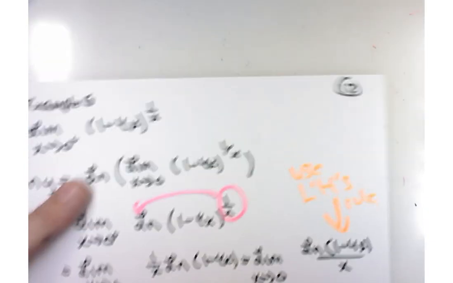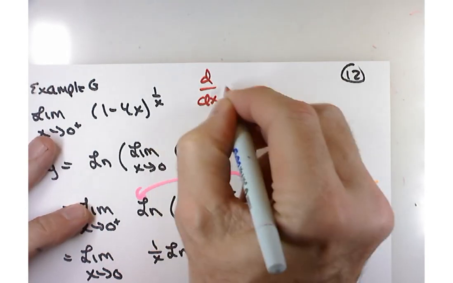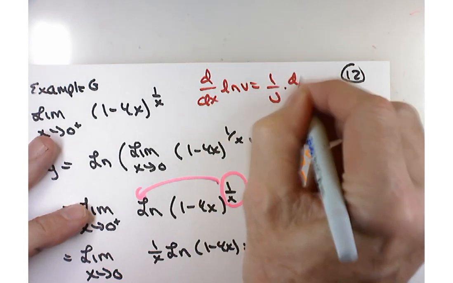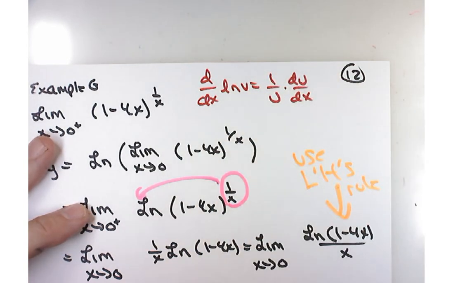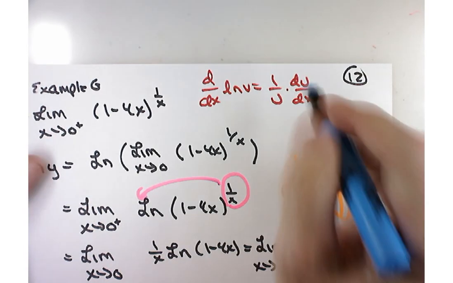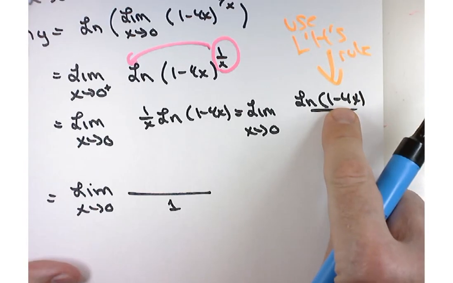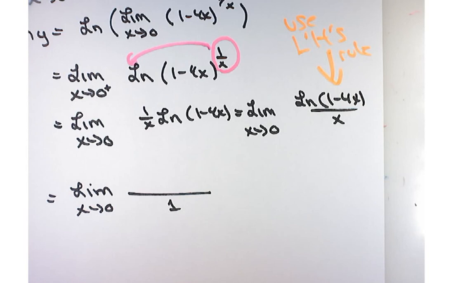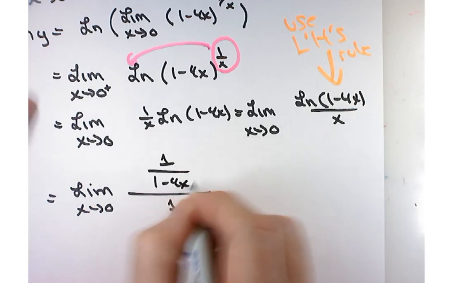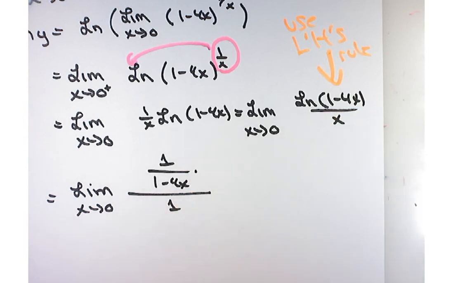So let me remind you here real quick, d by dx of the ln of u is 1 over u times the derivative of u. So that's the little gem that we need to keep in mind as we do this. So it's going to be 1. What's my u in this case? 1 over 1 minus 4x times the derivative of 1 minus 4x. That's not too bad.